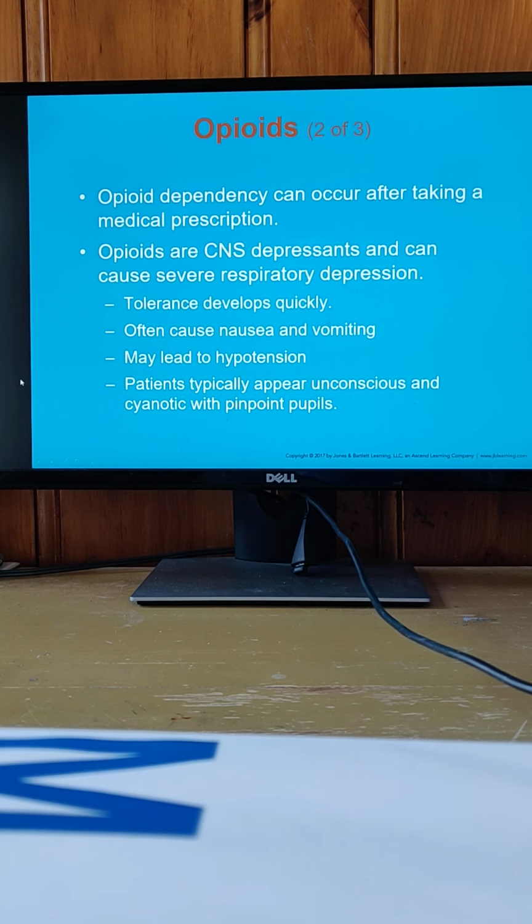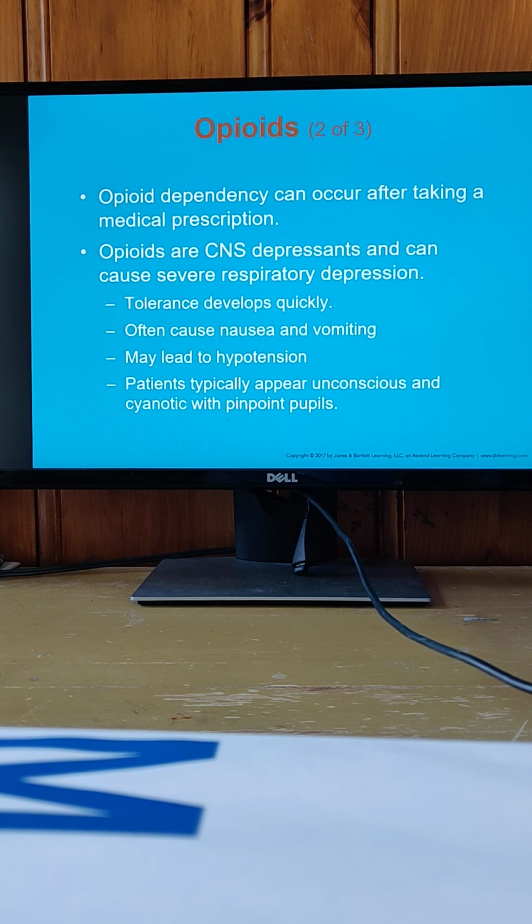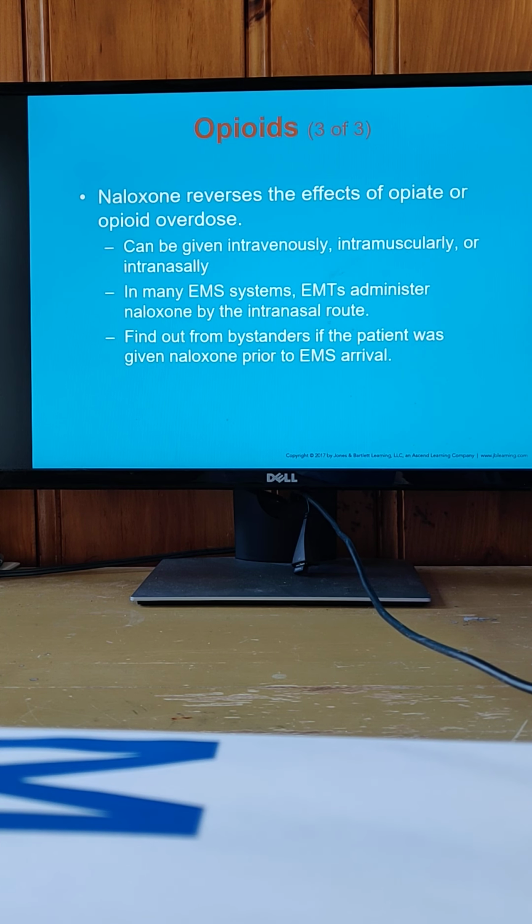Let's see. Opioids. Opioid dependency can occur after taking a medical prescription. Opioids are central nervous system depressants and can cause severe respiratory distress. Tolerance to these does happen very quickly. An overdose can cause nausea and vomiting. If it knocks you out, it'll create hypotension. And people who are taking too many opioids will appear to be unconscious and cyanotic, and their pupils will be pinpoint, like little needles. There's a drug that we can give if somebody overdoses on an opioid.